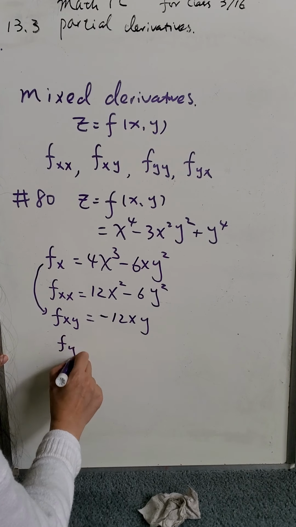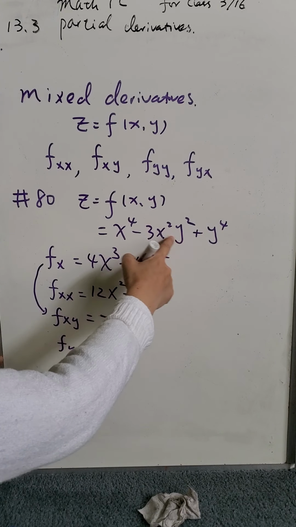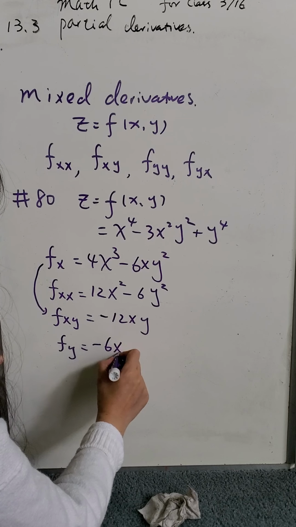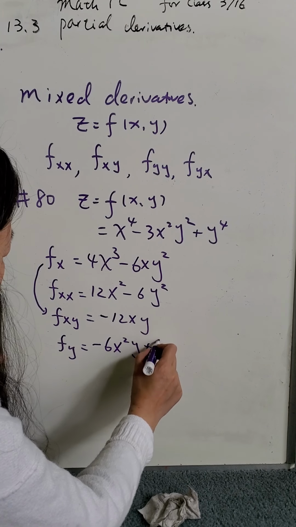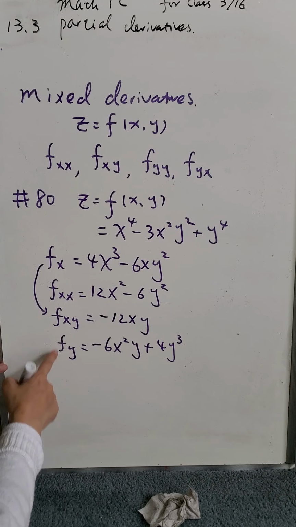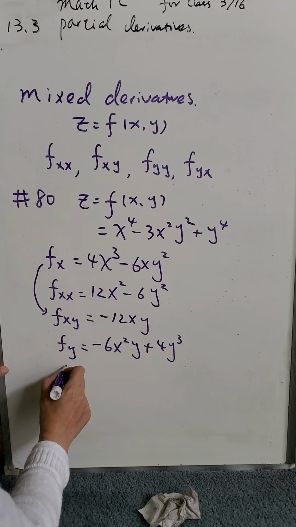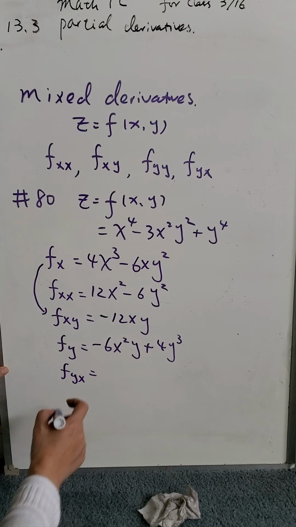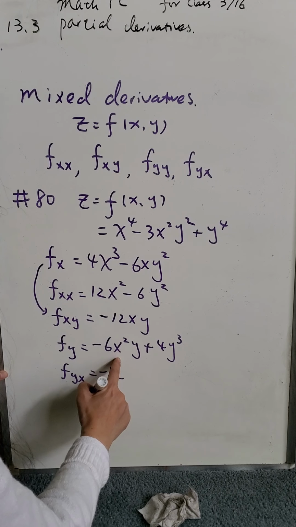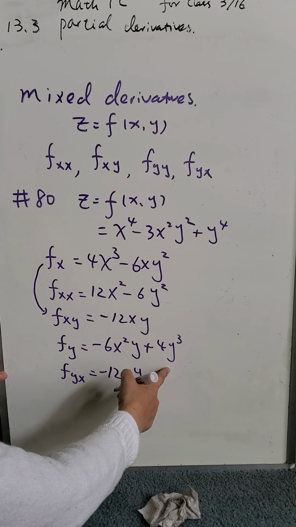Now you go fy. fy start from here, so that be 0. That be negative. So this is a coefficient here, so that's a negative 6x squared y plus 4y third. Use this one, okay? I make a mistake earlier. So fxy, use this one to get fxy. Now you go get fyx. Okay, so take this one to get this one. So that'd be negative 12xy. And that's what? 0. That right?